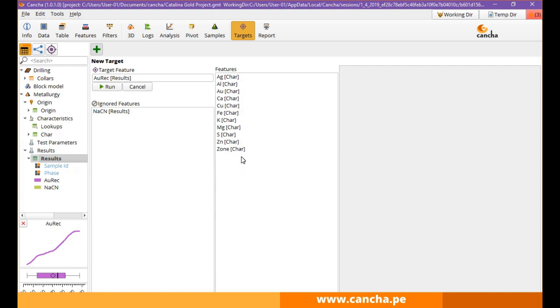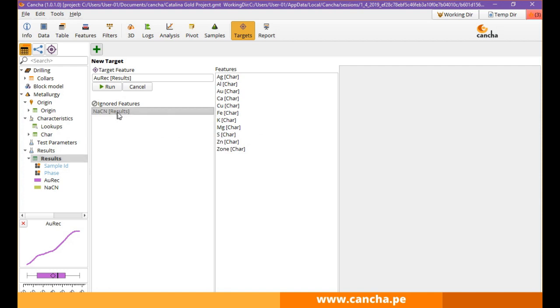These features here are the ones that have data sets that correspond to the gold recovery. We can see here that there was another feature in the data set, which is the cyanide consumption, but it's ignored because it's in the results table. It's very rare that you can use something from the results table to predict another result. So that's why that one's ignored.